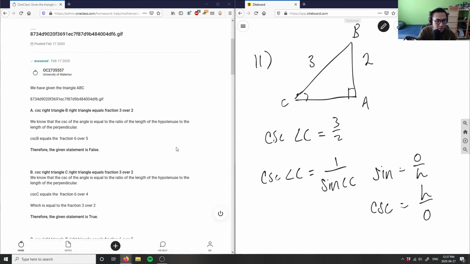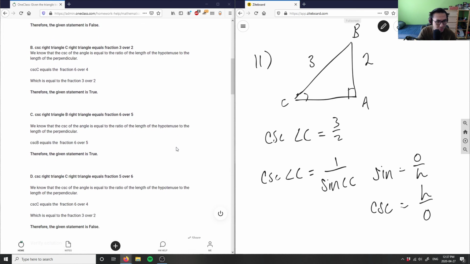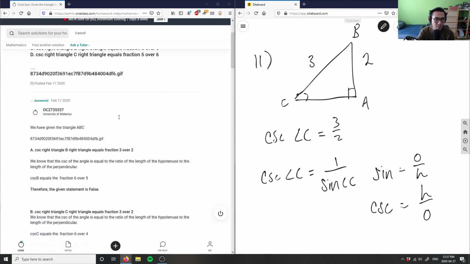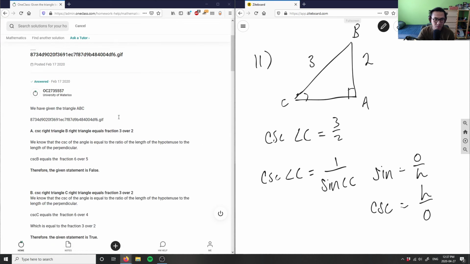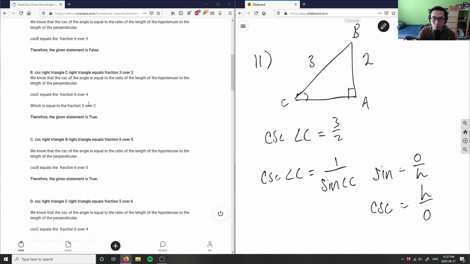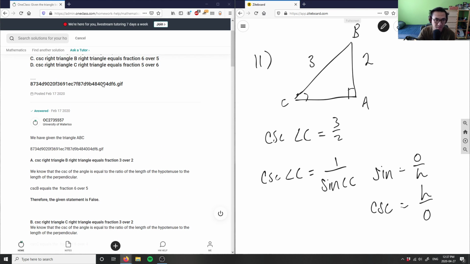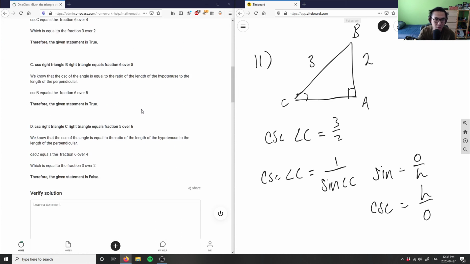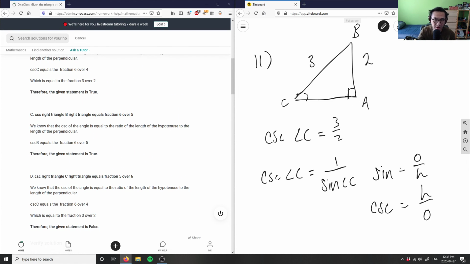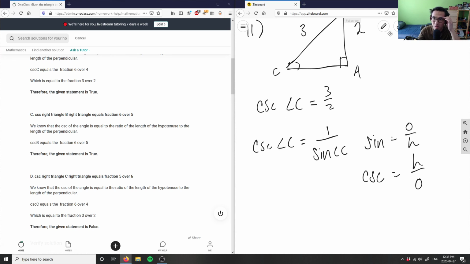I think that there might be other 2 triangles here. Triangle B is cosecant is 6 over 5. Yeah, there might be 2 triangles here. I'm not sure what question they're asking here. But again, because I can't access this GIF file, I'm assuming that this is what they're asking. And what we can do is again use the Pythagorean theorem to figure out the side length here, and I'll do that quickly.